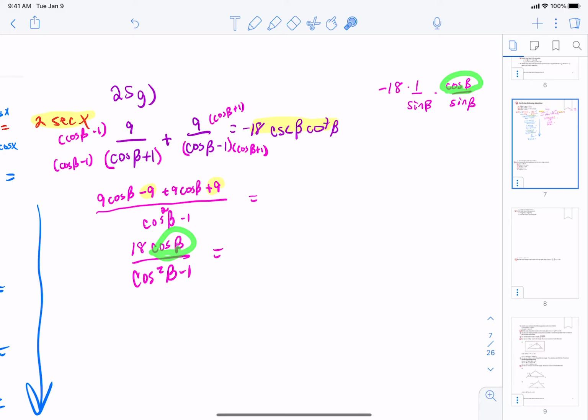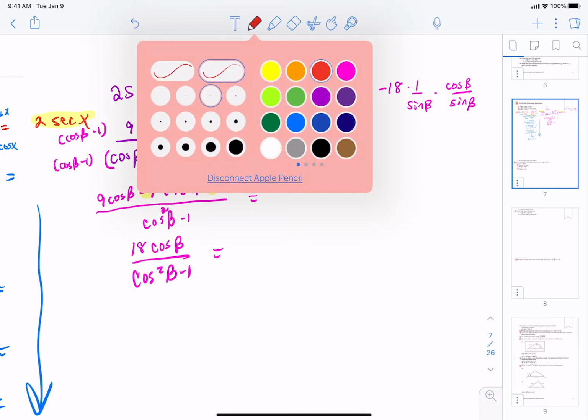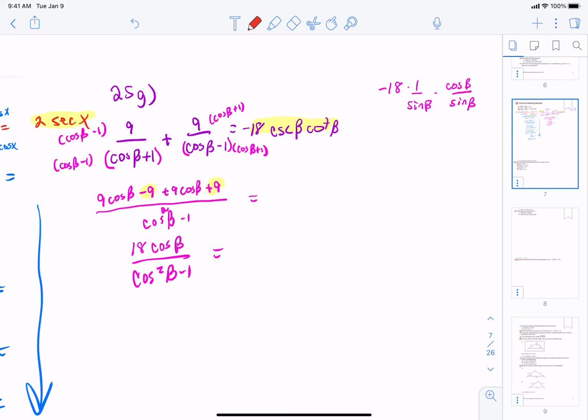Close. How could we turn the bottom into sines? If we have a cosine squared minus 1, how could we turn that into sines? How do we know the sine and the cosine are related? What do you think? How is a sine and a cosine related?